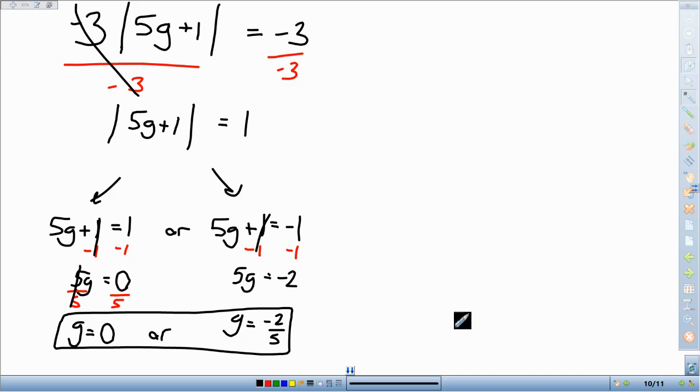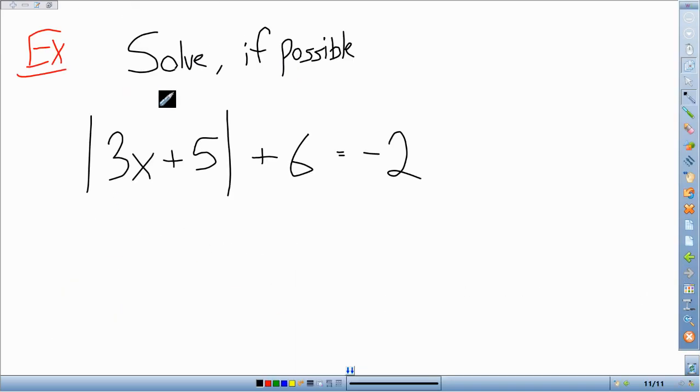Okay, last type of problem. This is kind of a special case one. Go ahead and copy this and we'll try it. Okay, solve if possible. If possible. Why do they say that? Okay, let's figure it out.